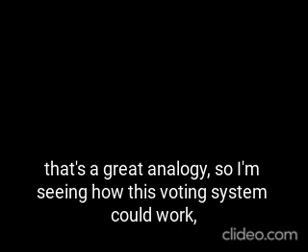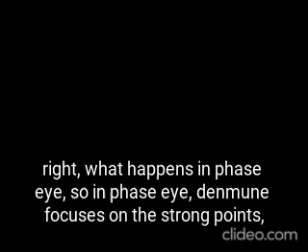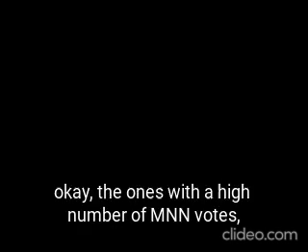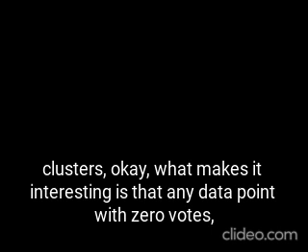So I'm seeing how this voting system could work. Tell me more about these two phases. What happens in phase one? In phase one, DenMune focuses on those strong points, the ones with a high number of MNN votes, and uses them to build the basic structure of the clusters. What makes it interesting is that any data point with zero votes, those wallflowers with no mutual friends, are immediately discarded as noise. Oh, so no more data party crashers. No more party crashers. I like how it gets rid of the outliers early on.